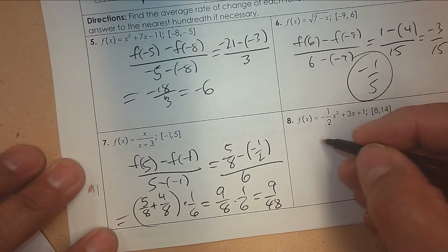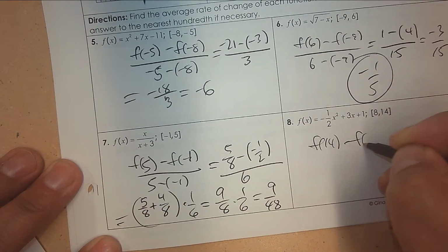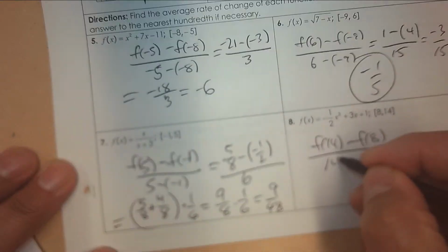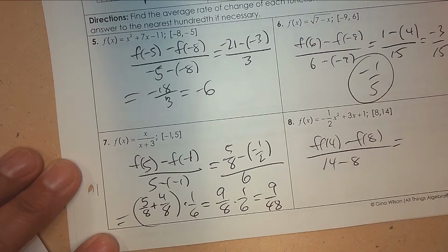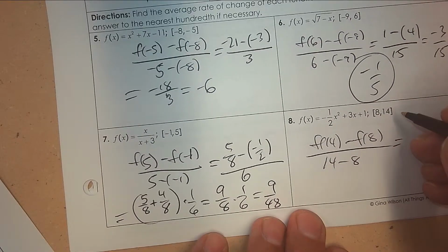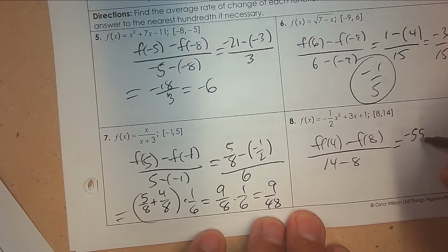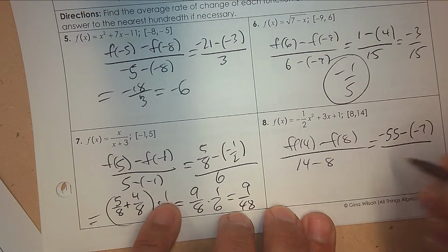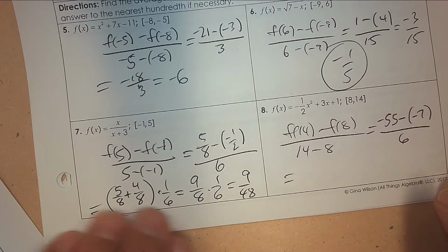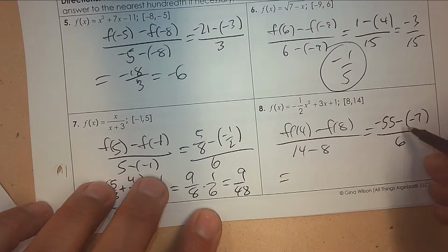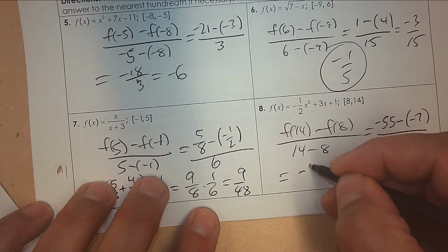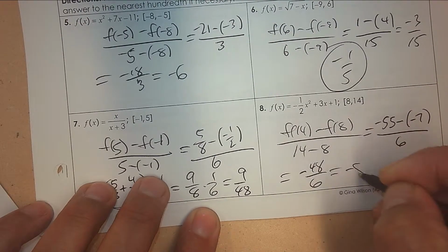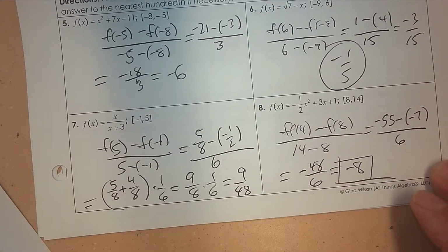One more time. F at 14, subtract F at 8, and then 14 take away 8. So when you plug in 14, it's okay if you use your calculator, you get negative 55. You plug in 8, and you get negative 7, and there's a 6 in the denominator. Negative 55 plus 7 is negative 48, divided by 6 is negative 8. Done. Average rate of change, AROC.